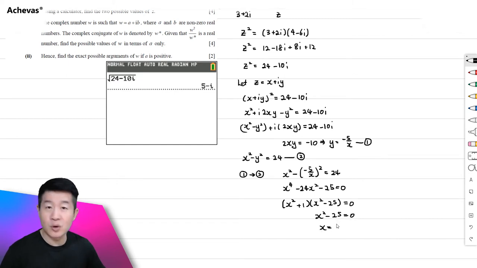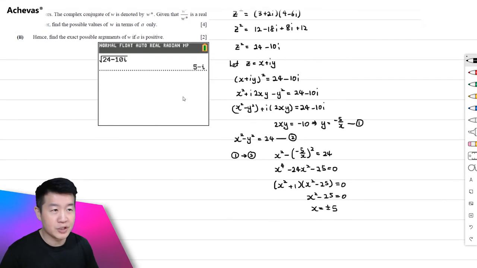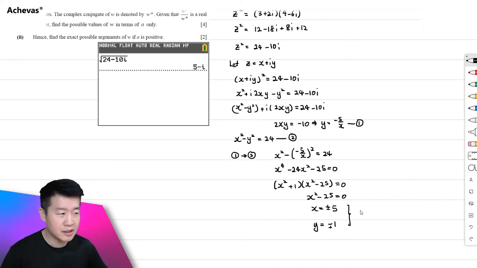So x is going to be square root of 25, it is going to be plus or minus 5, which is assuring because I see a 5 here. And if x is plus or minus 5, if I were to substitute plus 5 into here, I'll get a minus 1. If I were to substitute a minus 1 into here, I'll get a plus 1. So plus or minus 5, minus or plus 1. This tells me that z is going to be plus 5 minus i, or minus 5 then plus i.